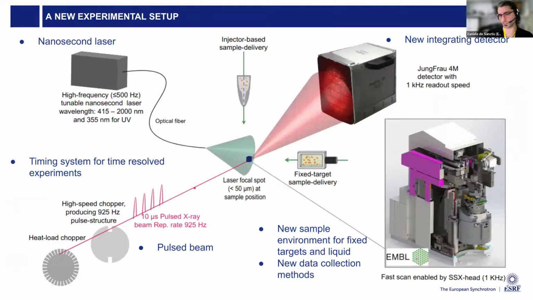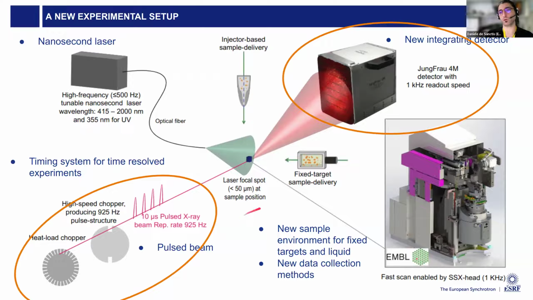So this is an overview of the whole experimental setup. As I said, we have a double chopper system that produces down to 10 microsecond pulses. We have a new integrating detector, the Jungfrau 4M, which was developed for free electron laser applications by PSI, originally for SwissFEL, a detector that is able to cope with the very high flux density that we deliver at the sample.